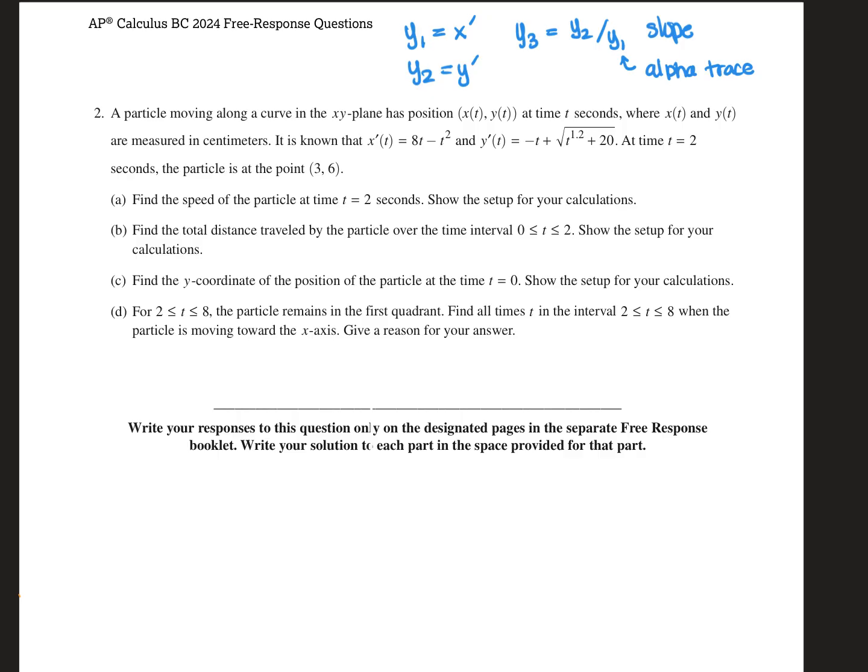And the last thing you're going to do is put in Y4, and you're going to put the speed in there, which is the square root of y1 squared plus y2 squared. And that right here is your speed, the magnitude of velocity.